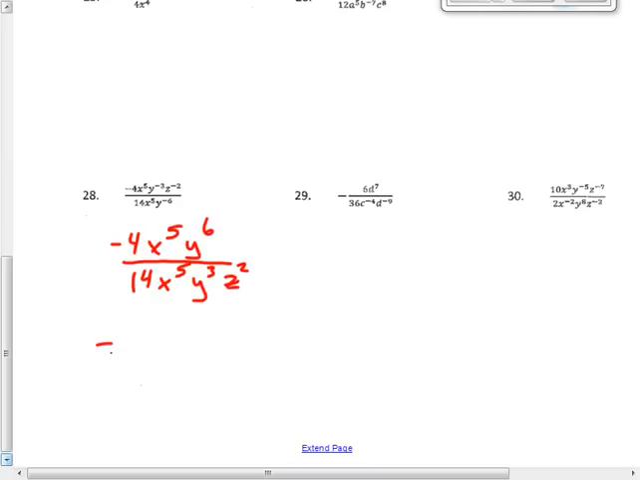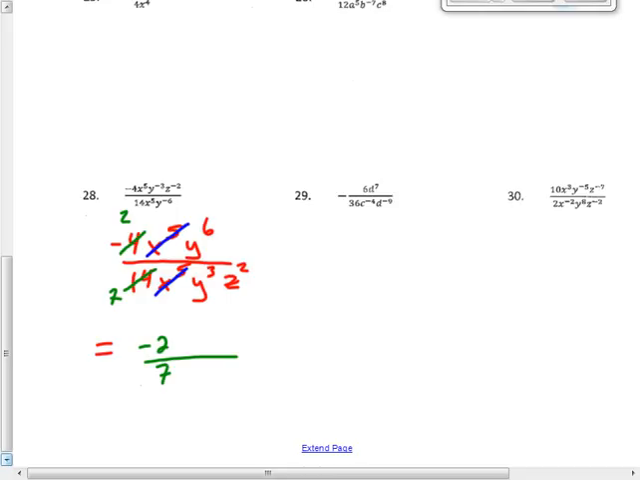Now I can simplify. I have 4 over 14. 2 can go into both of those. So I end up with negative 2 on top and 7 in the denominator. The x's, there's 5 x's on top and 5 x's on the bottom. They're all going to cancel out with each other. It's like 2 divided by 2. X to the fifth divided by x to the fifth cancels out.